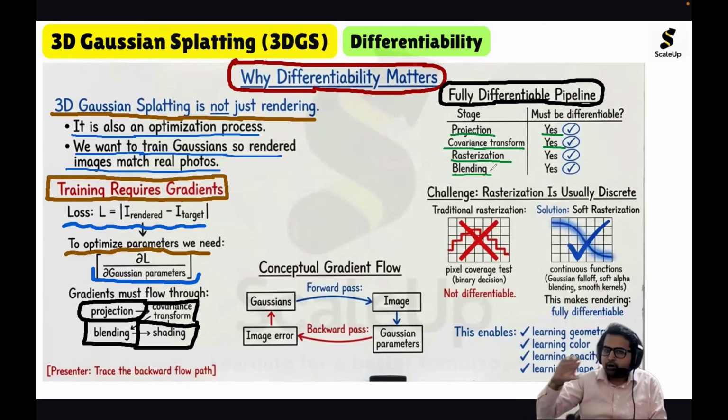So the rendering pipeline is fully differentiable, and we need that because at every stage I will be calculating the gradients to learn.